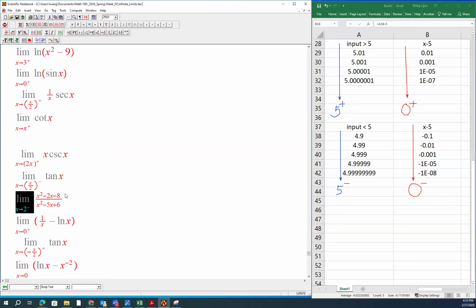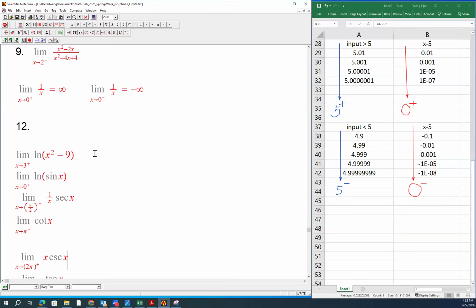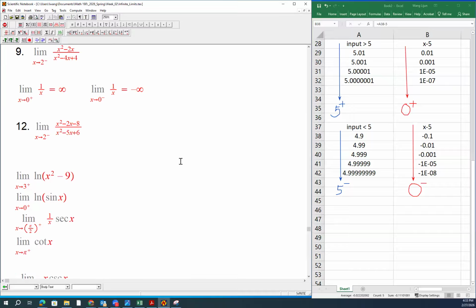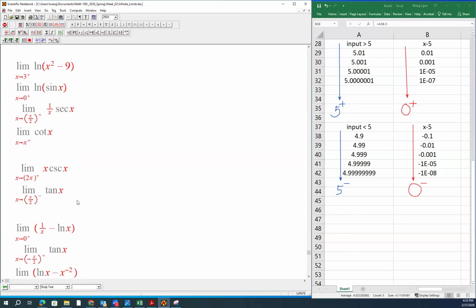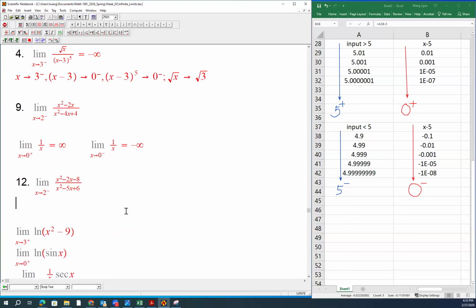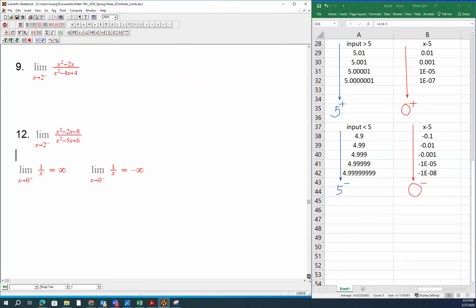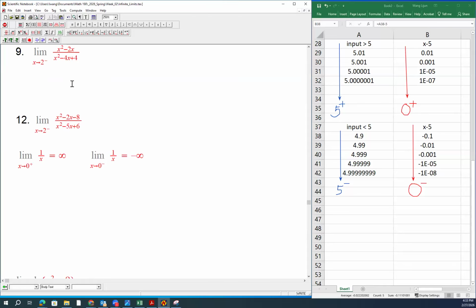Number 12, I would choose this example over here. And for logarithm and the trig functions, we're going to make another video, because I really don't want to make this too long. All right, so let's do number 9 and number 12. So how do we view these situations? Let's start from number 9.